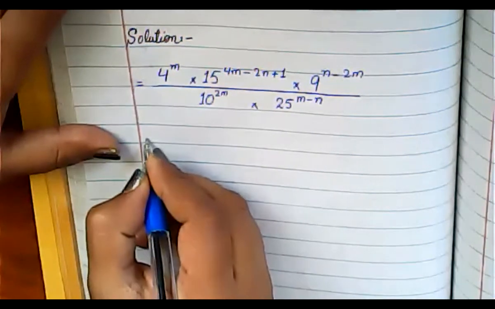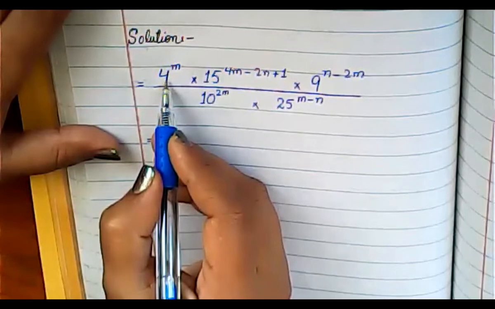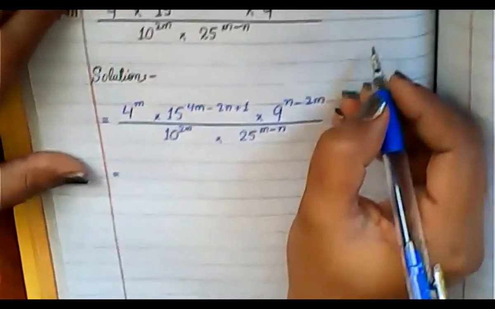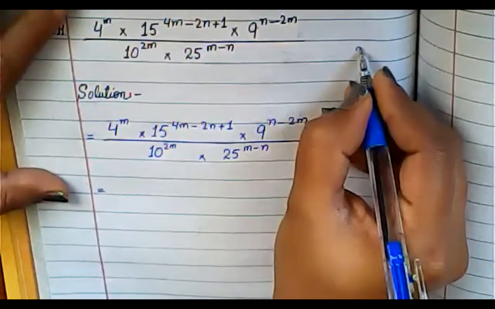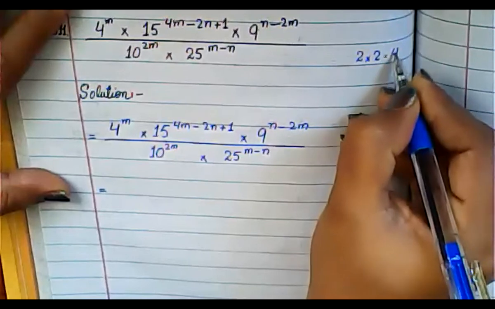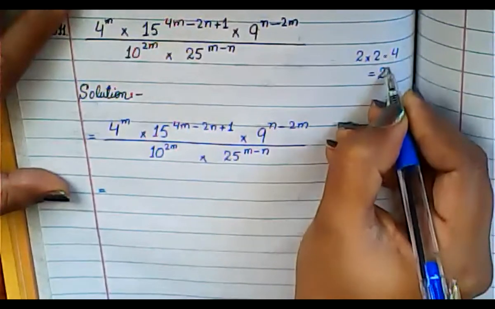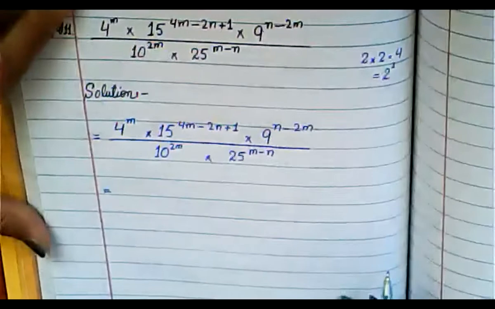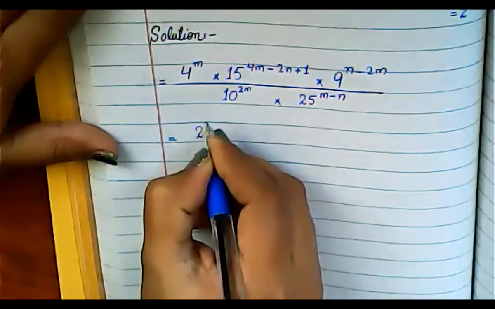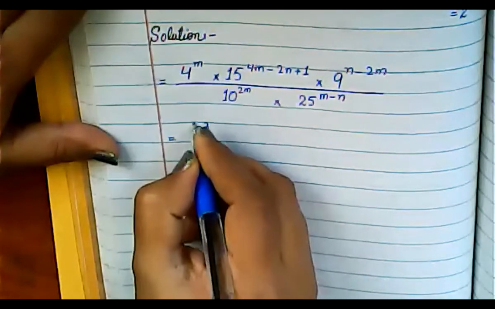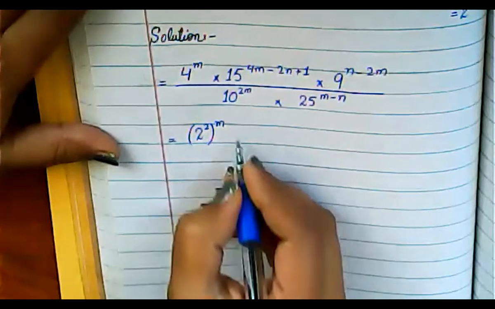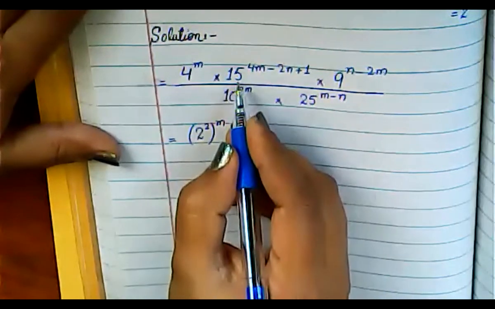Now listen, what you will do here: you have 4^m. You will convert it into square form. How? 2 multiplied by 2 is equal to 4, so 4 can also be written as 2 raised to the power 2, and it has a whole power, which is m. Understand?